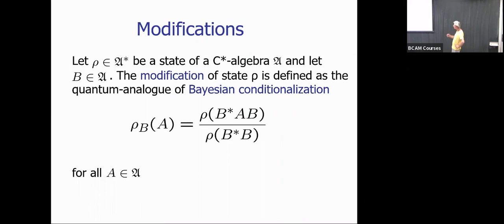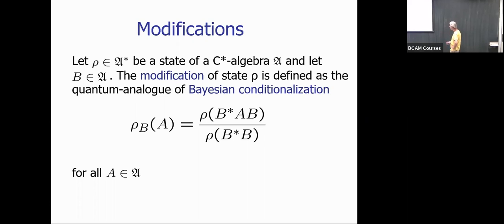Some further notions that we need to discuss. You remember that we can define Bayesian conditionalization for a probability measure by computing conditional probabilities. The same can be applied to quantum systems, to quantum states. And this means basically we assume that there's a state in the dual space of an algebra, and that B is another element of the algebra. And then we talk about the modification of a state. And this is defined by the quantum analog, so to say, of the Bayesian conditionalization rule.